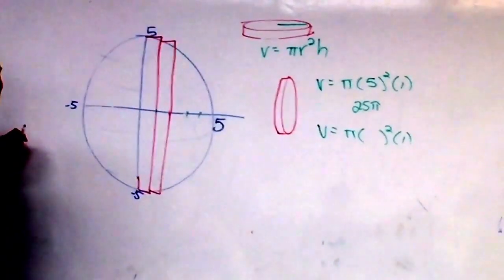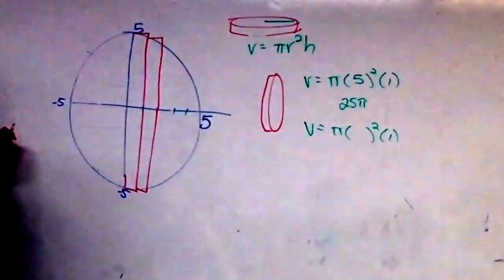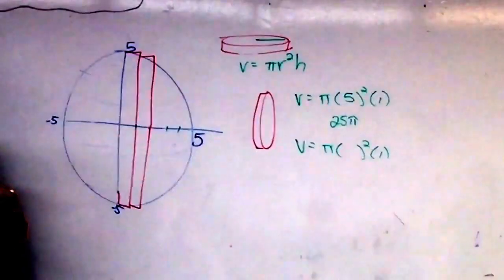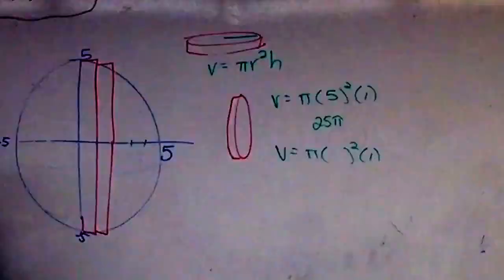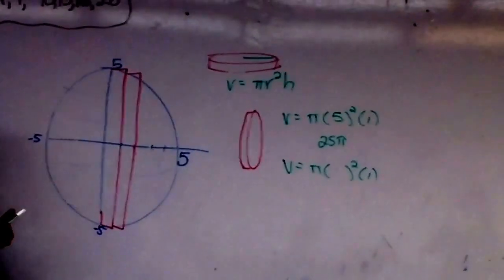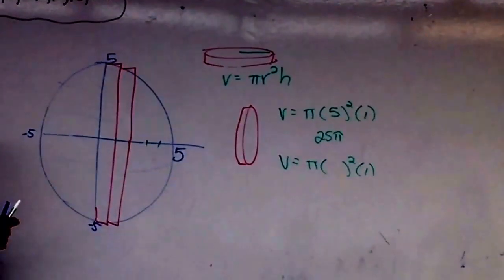Yeah. What happens when we actually have a problem like this and we have to actually find it? Good question. We actually do have to find it. Similar triangles. No?